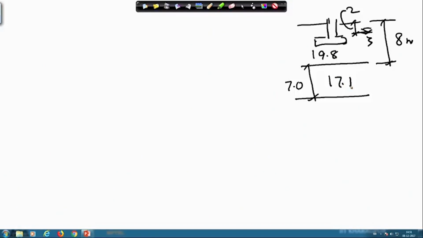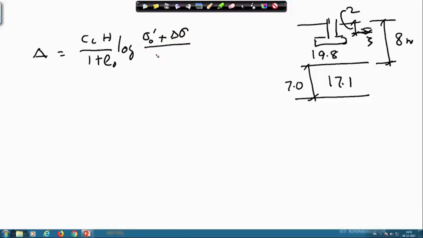What other information do we have? As we have decided, we will be using the formula delta equal to C c into H by 1 plus e naught, log of sigma naught dash plus delta sigma divided by sigma naught dash. We have C c equal to 0.6, e naught equal to 1.2 and H equal to 7 meter, that consolidating clay layer is 7 meter thick. So, what we need is to find out sigma naught dash.